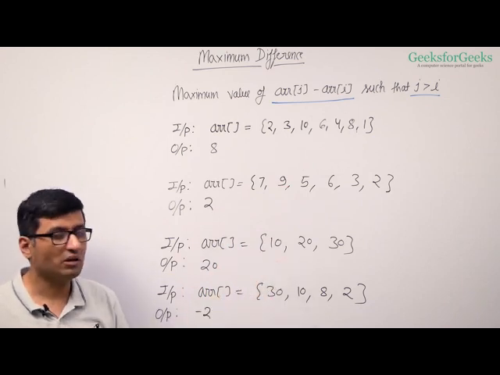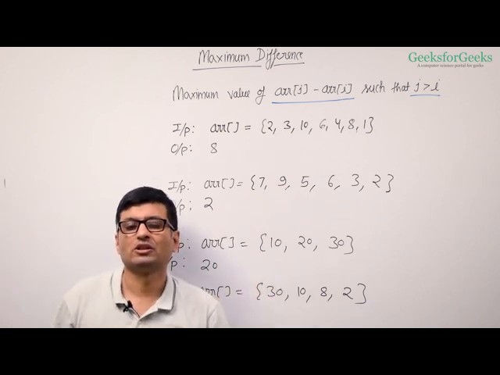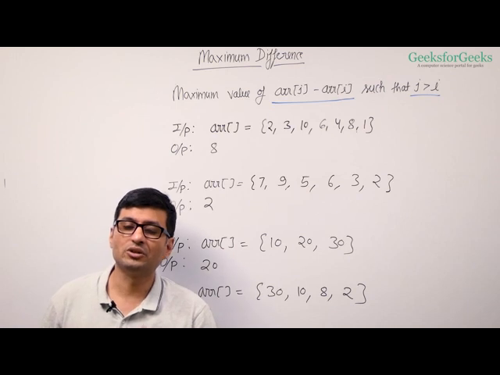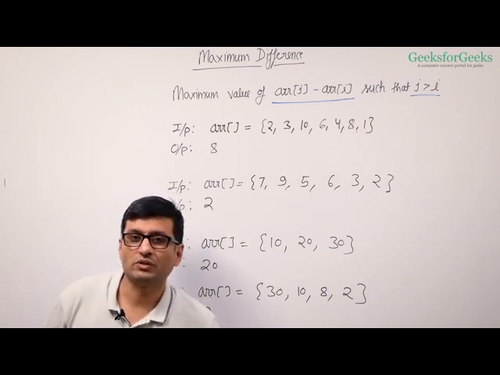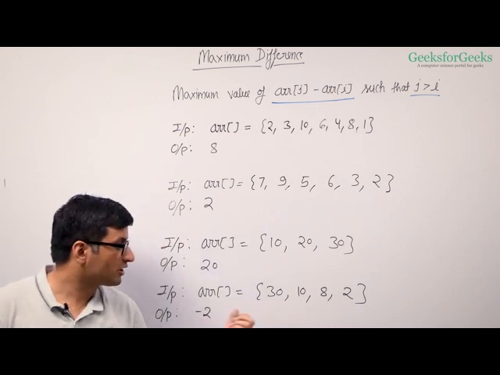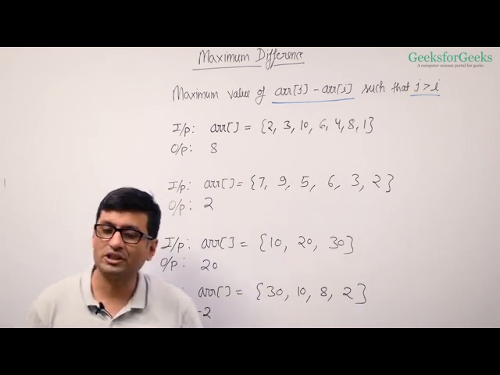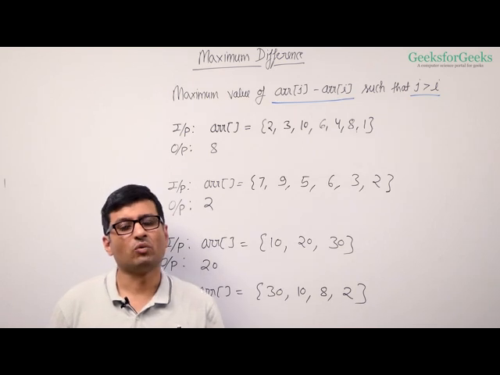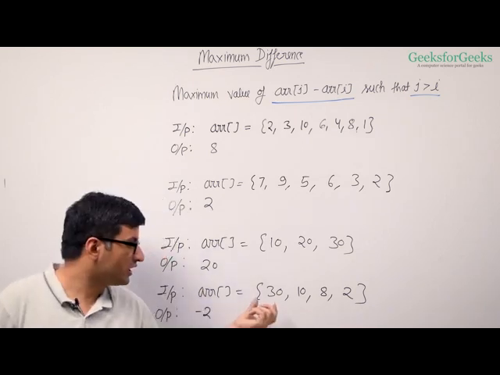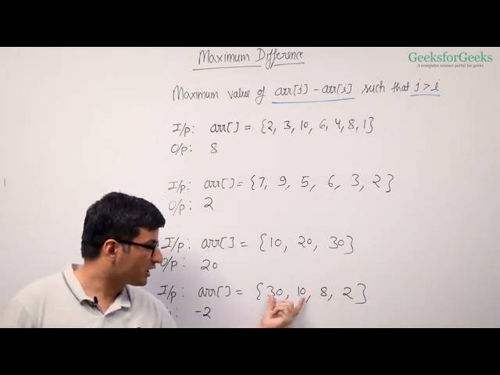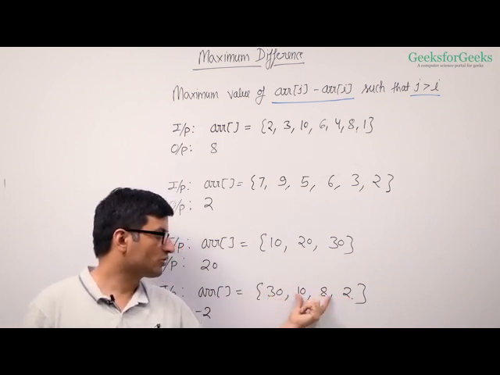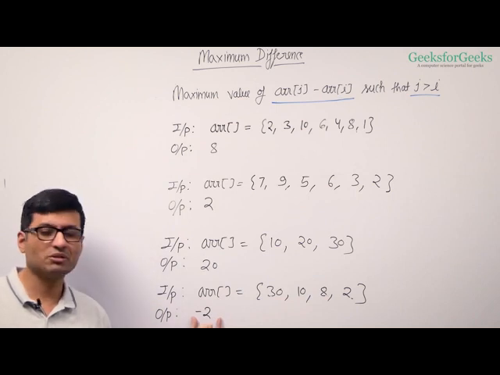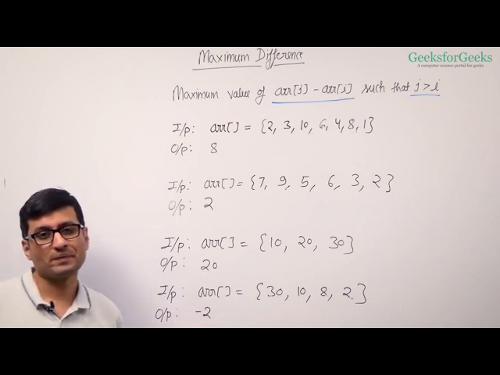Let's see this example. This is a sorted array. If you have a sorted array, you get the result as last element minus first element. If your array is reverse sorted, then your output is definitely going to be negative. And what value will you get? If you consider all adjacent pairs, you get the difference as minus 20 here, minus 2 here, and minus 6 here. So you get the output as minus 2, which is the maximum possible difference.